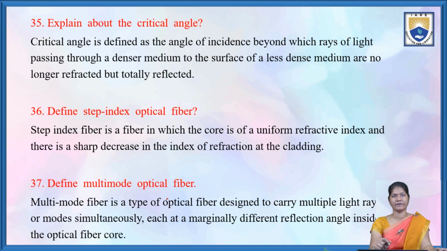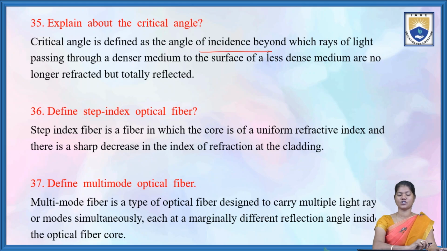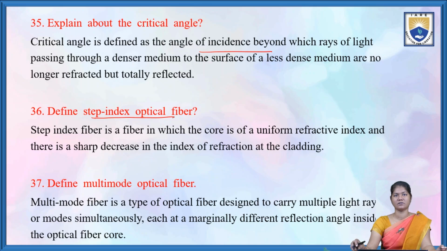Explain the critical angle. Critical angle is defined as the angle of incidence beyond which rays of light passing through a denser medium to the surface of a less dense medium are no longer refracted but totally reflected. Define step index optical fiber. A step index optical fiber is a fiber in which the core is of a uniform refractive index and there is a sharp decrease in the index of refraction at the cladding.